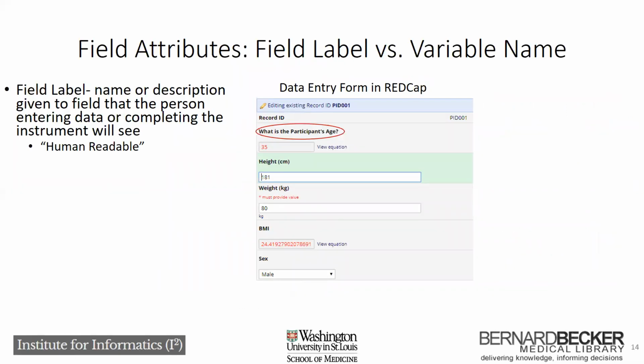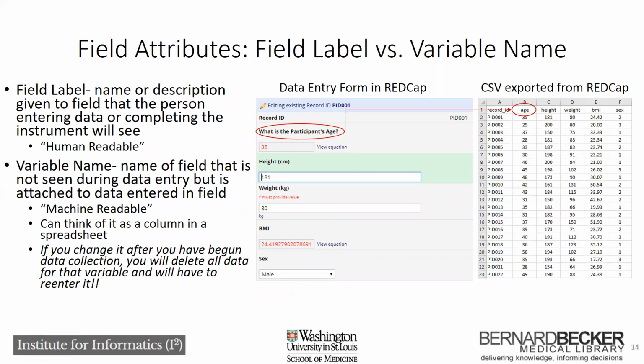And just one more slide about the field label versus the variable name. So this screenshot here is a data entry form, and you can see this is my field label that's human readable. What is participant's age? And then hiding in the background is a machine readable variable name that I've created, which is just lowercase h.